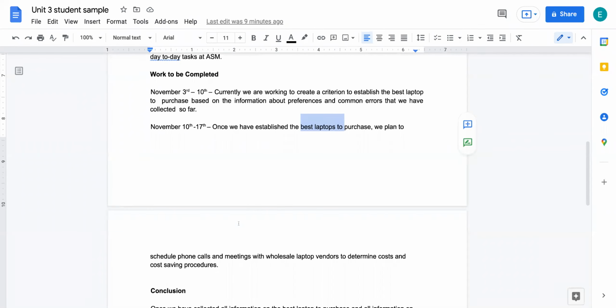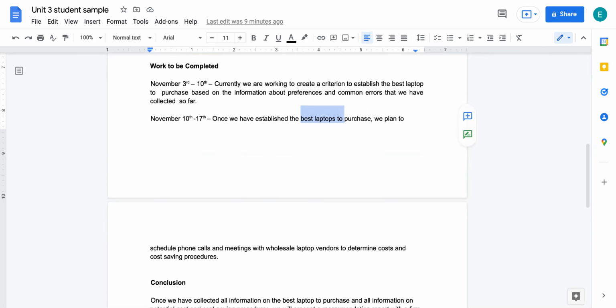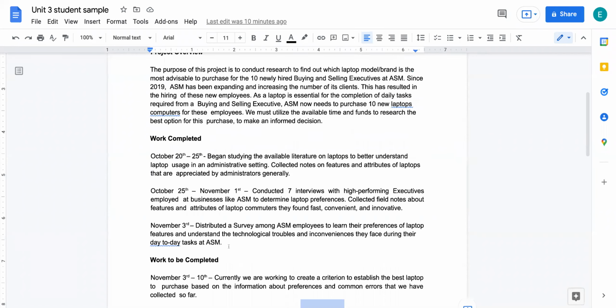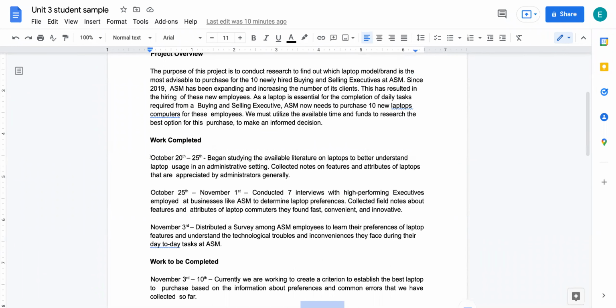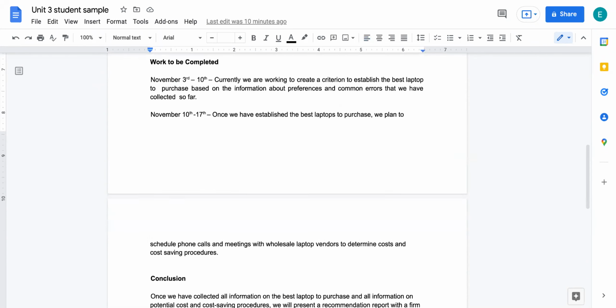So I hope that explanation is helpful. It's been explained in the book and in other places, but I just want to reiterate that, because if you don't put these tasks in a logical order, then the document is not going to make sense and you're not going to get a good grade on the document. So I hope that makes sense.